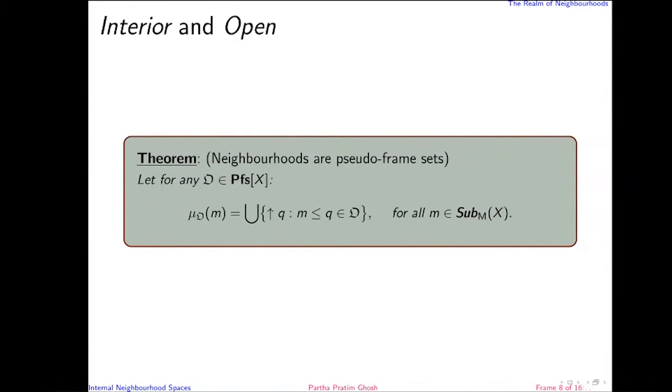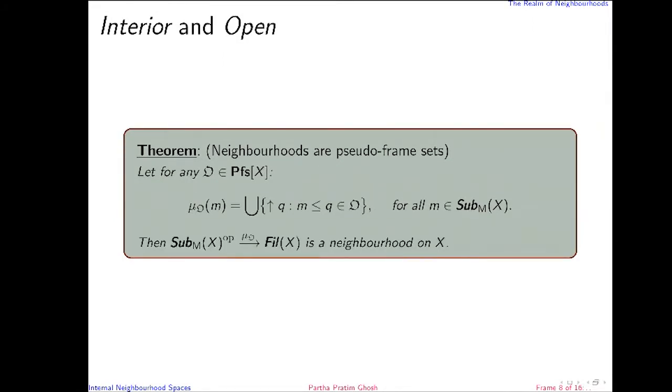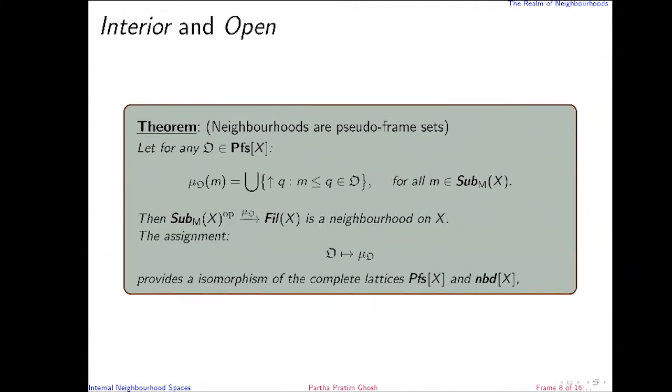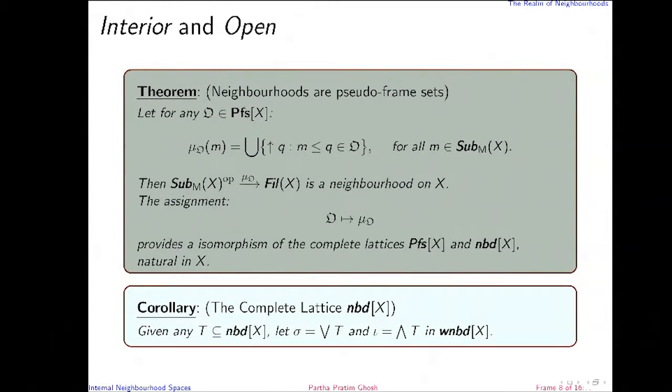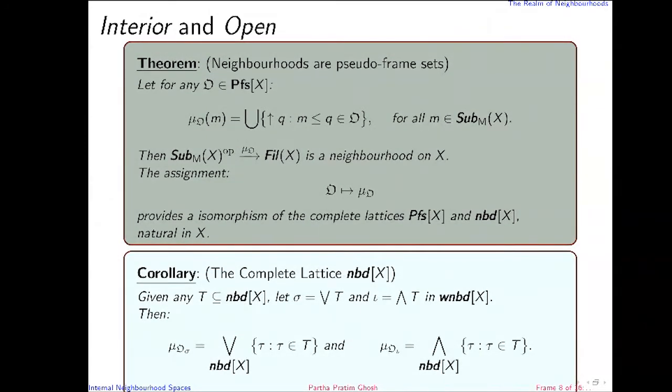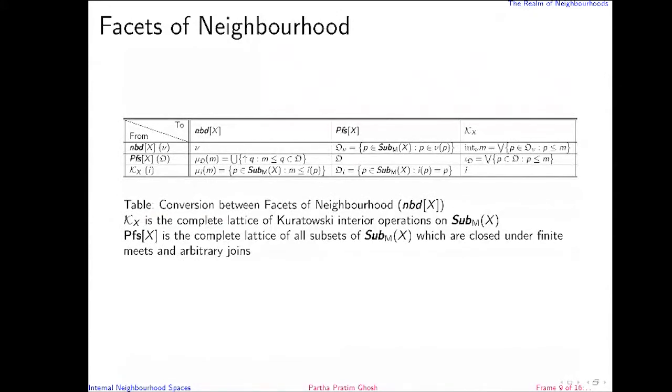And neighborhoods are actually given by these frame sets. So that is the next observation. Starting from a pseudo-frame set, you know exactly what neighborhood I am creating, and that provides a very good isomorphism between these complete lattices of neighborhoods and pseudo-frame sets. And this is natural. So this gives us a way to compute the meets and joins in neighborhoods. We first look into the opens and then go back by this correspondence. So that gives us the conversion between several.